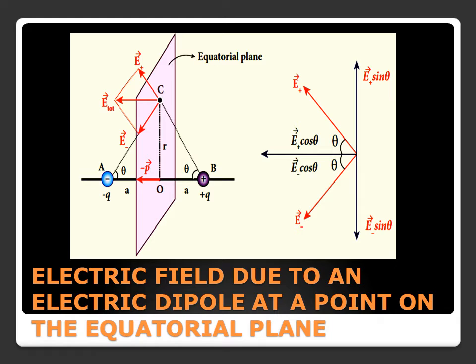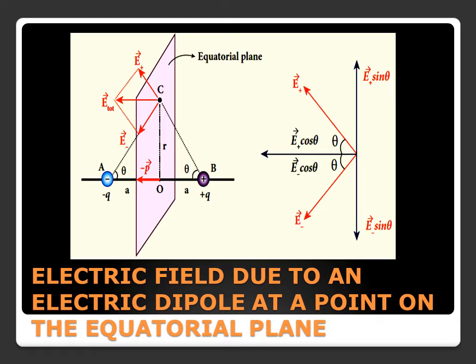There is a slight difference between the first derivation and the second derivation. Here, the magnitudes of E plus and E minus will be the same. So what they are doing is resolving the E plus and E minus electric field vectors into two components, the horizontal and the vertical components. That is the diagram shown over here.